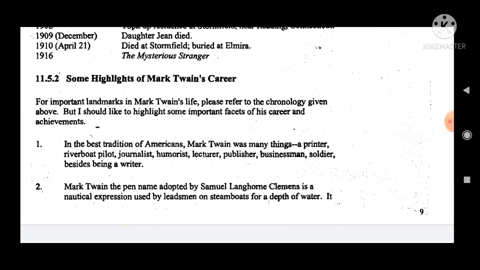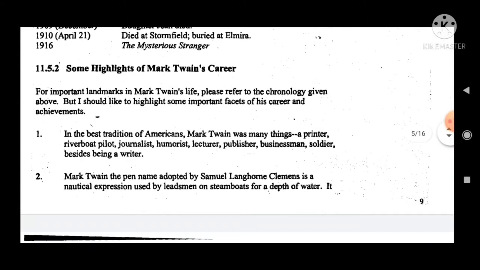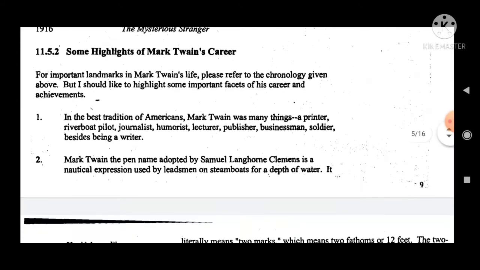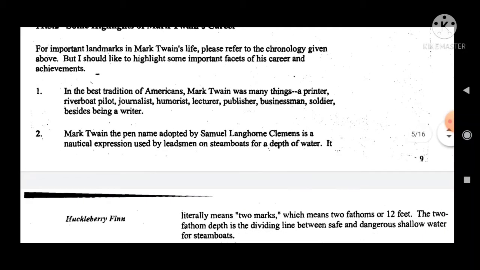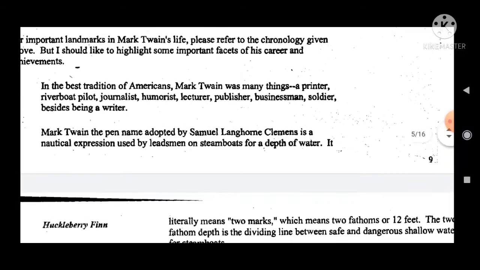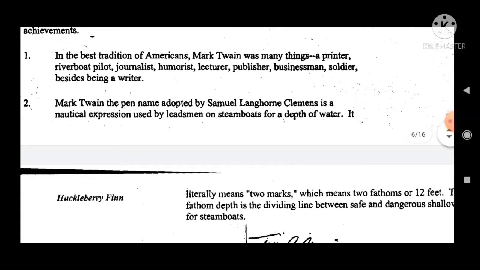1916, The Mysterious Stranger. Then some highlights of Mark Twain's career. For important landmarks in Mark Twain's life, please refer to the chronology given above, but I should like to highlight some important facets of his career and achievements. In the best tradition of Americans, Mark Twain was many things: a printer, a riverboat pilot, journalist, humorist, lecturer, publisher, businessman, soldier, besides being a writer.